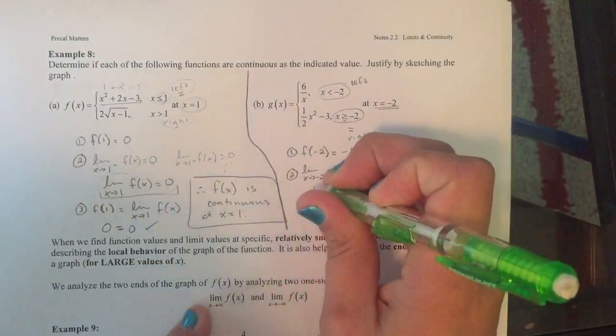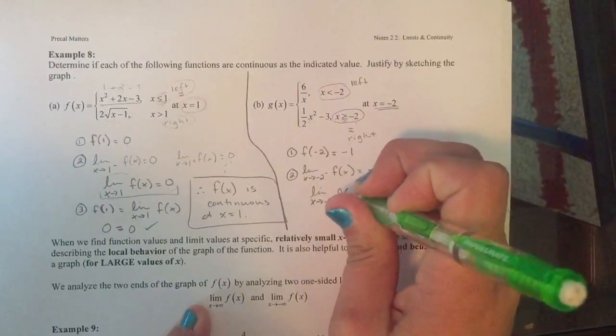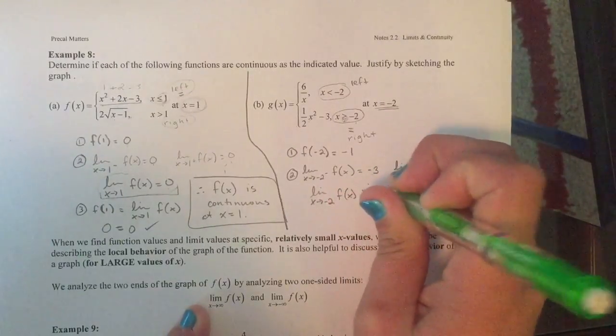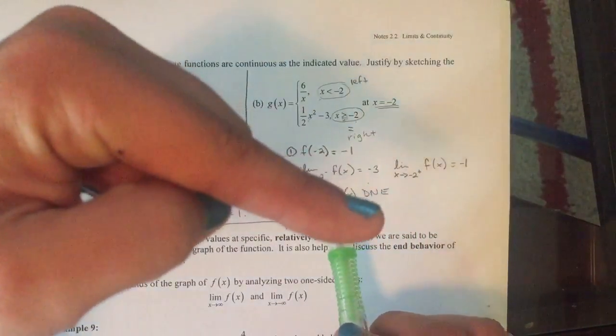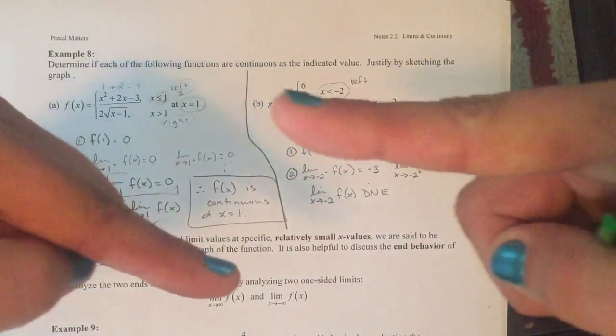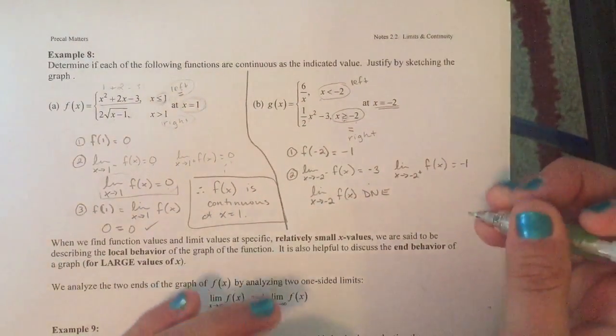So the limit of this function as x goes to -2 does not exist, which tells me that as this piece comes in from the left, it's going to -3. As this piece comes in from the right, it's going up here. So they're not going to actually meet. There's that giant gap. It's called a jump discontinuity.